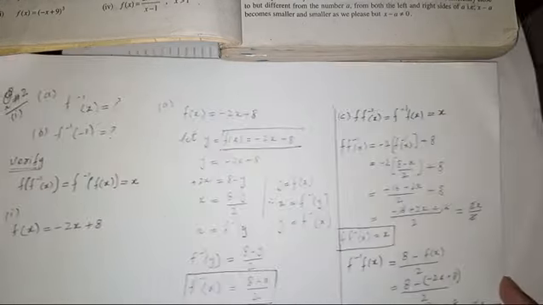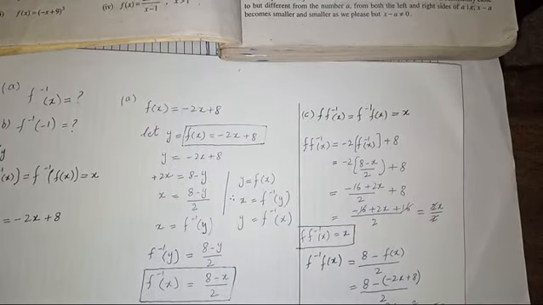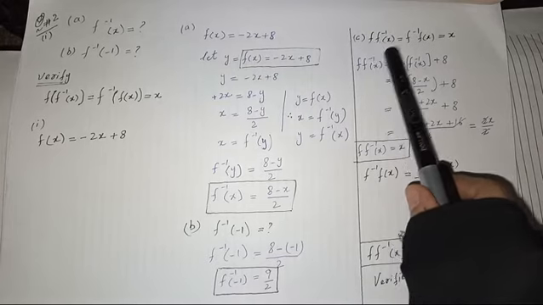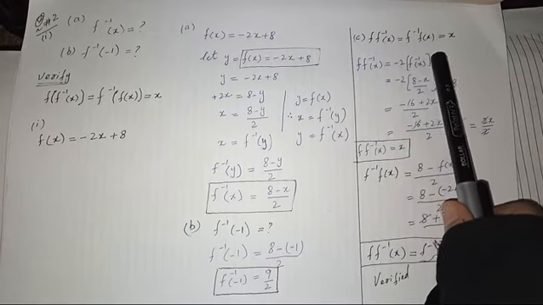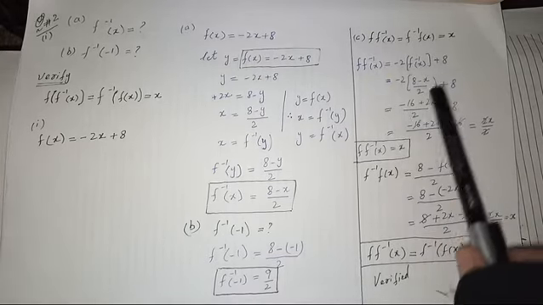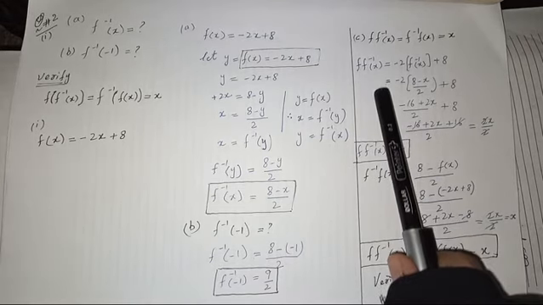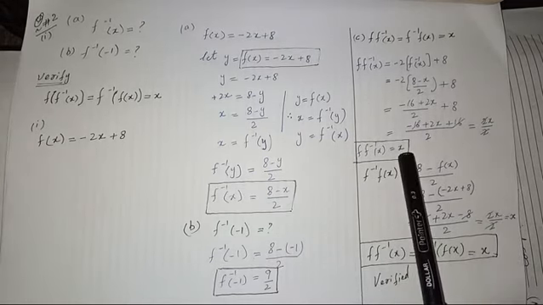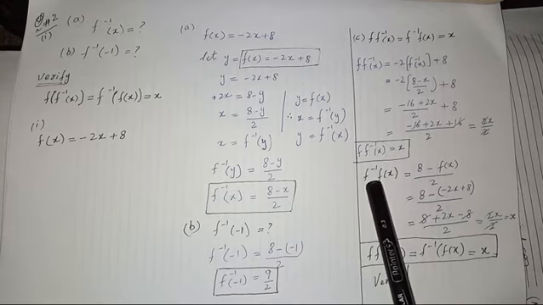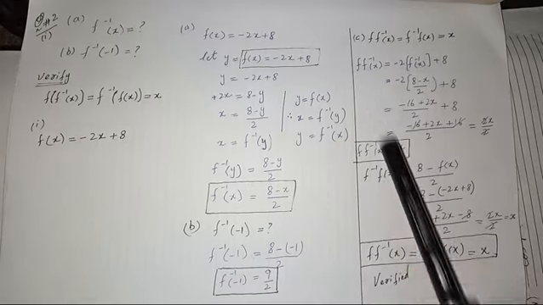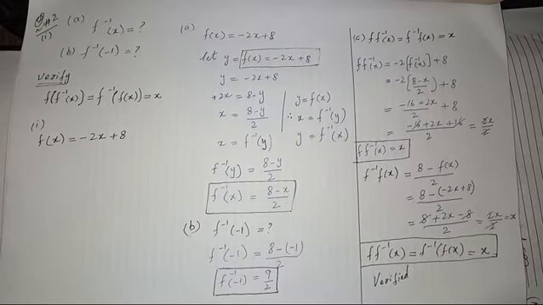And after that verify f of f inverse x. After that we have verified f of f inverse x is equal to f inverse f of x is equal to x. Simple calculation. First we have calculated f of f inverse x, that is equal to x, and f inverse f of x is also equal to x, so it means we have verified this one, right? All parts of question number 2 have the same method.